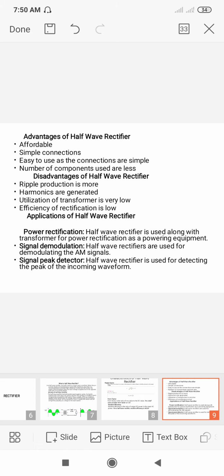There are many applications of half wave rectifiers. The first is power rectification. A half wave rectifier is used along with a transformer for power rectification, for powering equipment. The next application is signal demodulation. Half wave rectifiers are used for demodulating AM signals, amplitude modulation signals. The third application is signal peak detection. A half wave rectifier is used for detecting the peak of incoming waveforms.